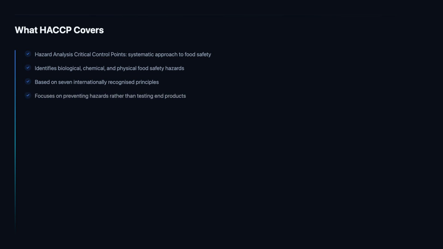HACCP is fundamentally a preventive system. Rather than relying on testing finished products to detect unsafe food after it has been produced, HACCP controls the production process to prevent food safety hazards from occurring. HACCP is mandated by food safety law in the European Union, the United States, and many other jurisdictions, making it a legal requirement for virtually all food businesses rather than a voluntary best practice. 4 foundational terms underpin HACCP implementation.